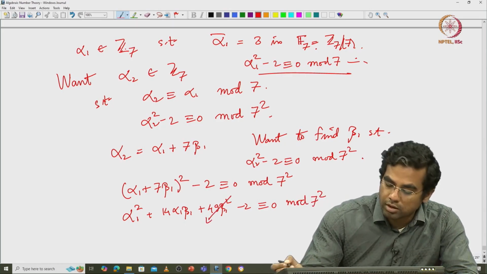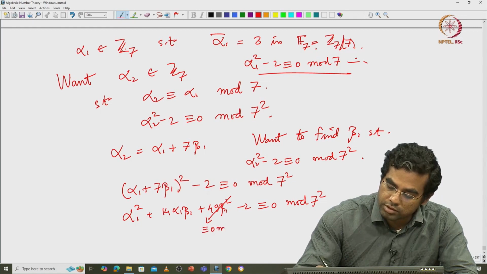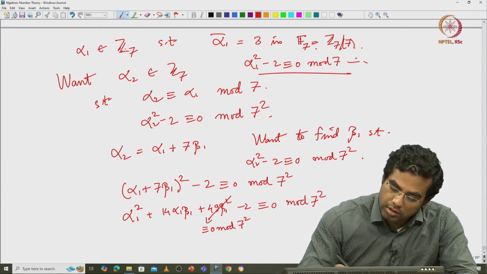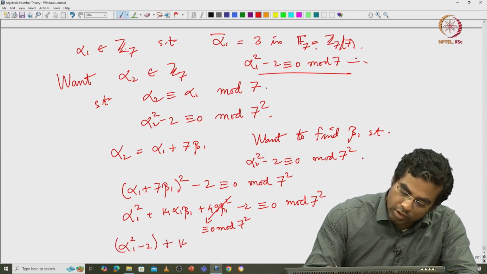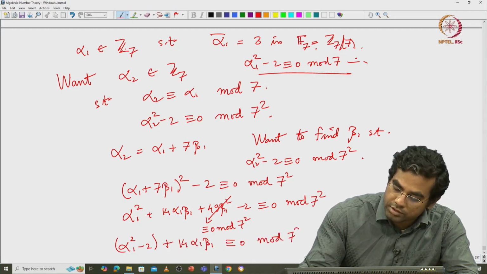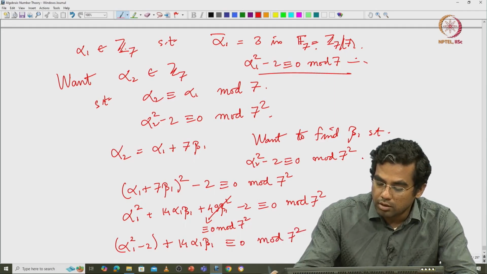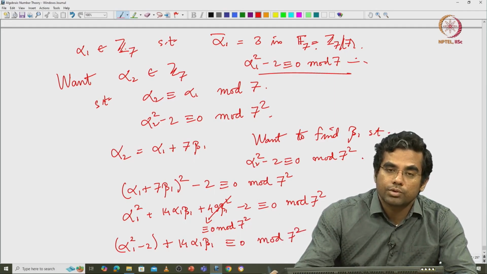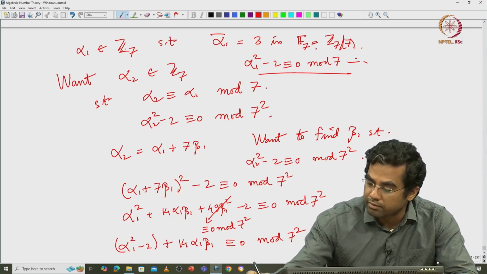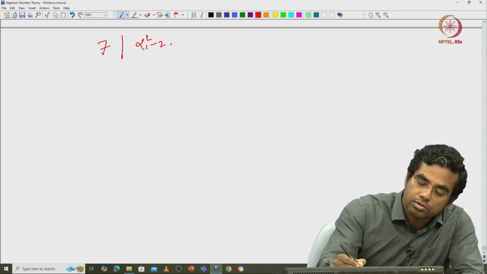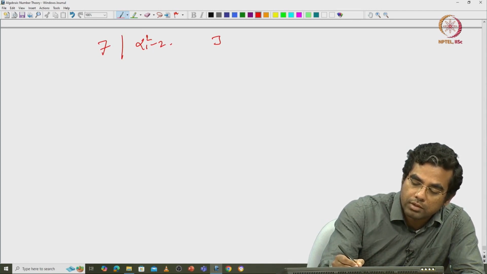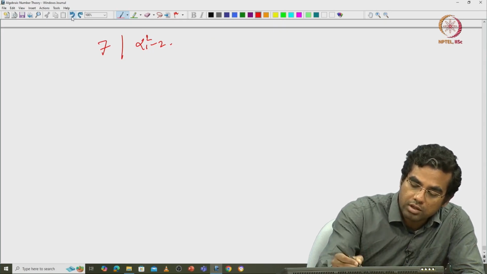But 49 is already divisible by 7 squared. So, all I care about is alpha 1 squared minus 2 plus 14 alpha 1 beta 1 is congruent to 0 mod 7 squared. But now I know that alpha 1 squared minus 2 is divisible by 7. So, 7 divides alpha 1 squared minus 2. So, what does this mean?